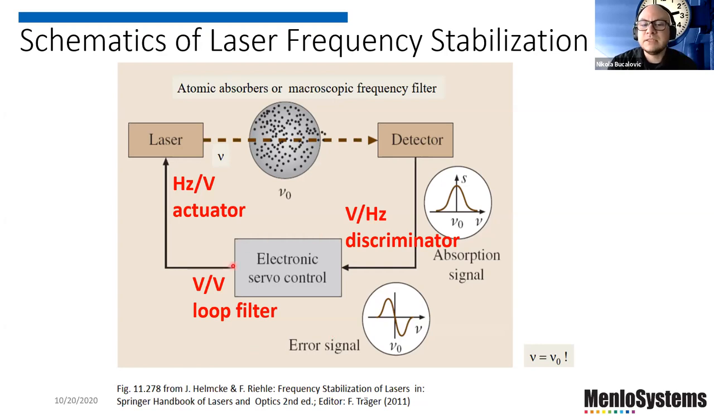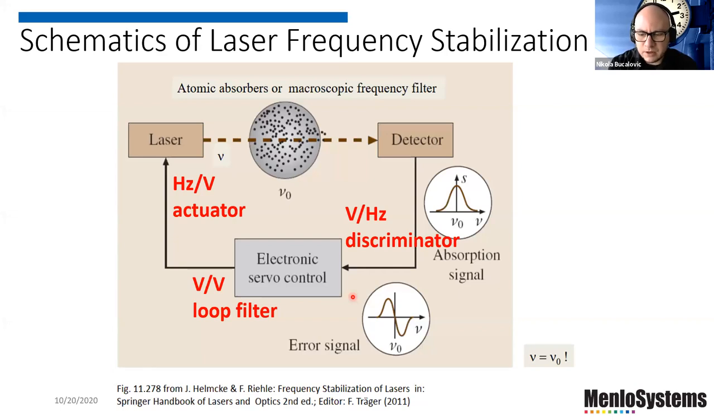Then you process that signal, you apply an amplifier through the loop filter, which amplifies these volts that you extract from your frequency discriminator. And then with a correction signal, you act on a laser actuator, being a piezo or the temperature of the laser chip, and you steer your laser frequency, and at the end you end up with the frequency of your laser being equal to the frequency of the reference that you used to stabilize it. Probably it's not so easy to stabilize a laser to the atoms directly.